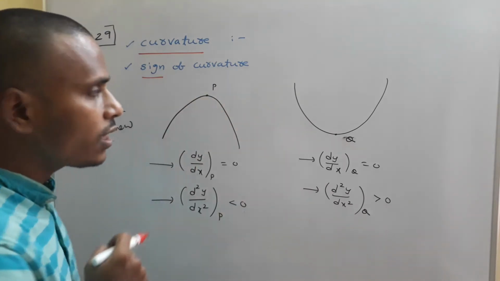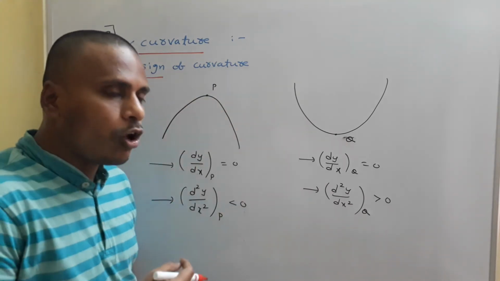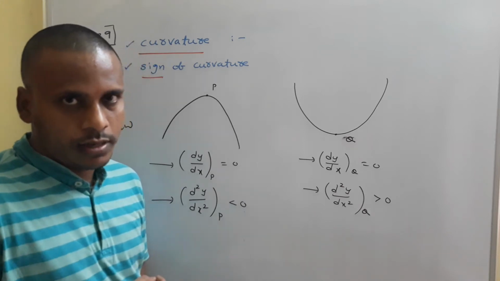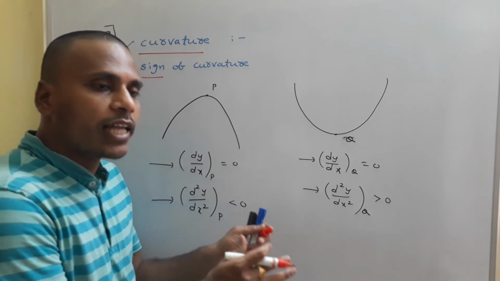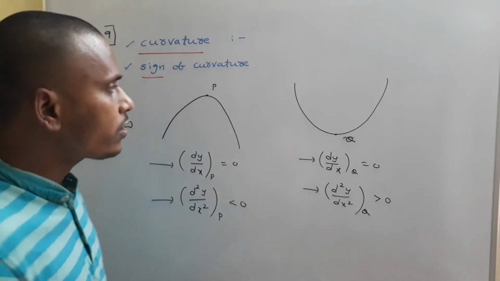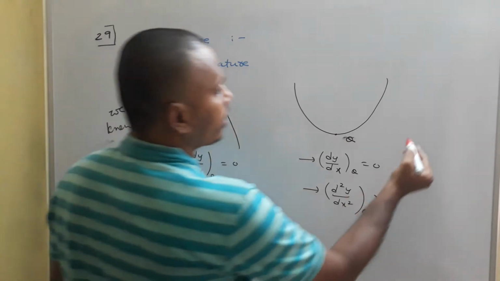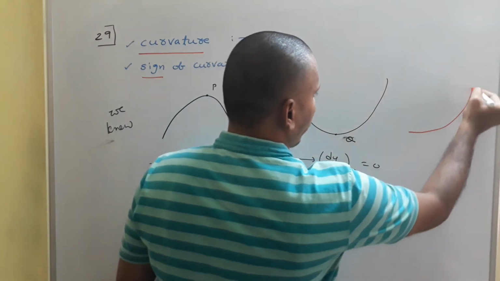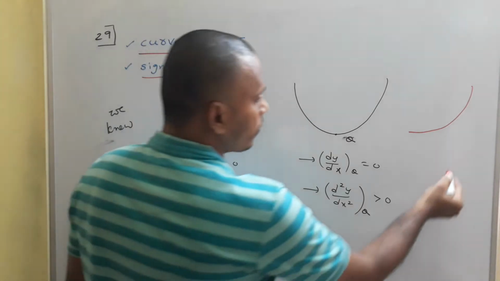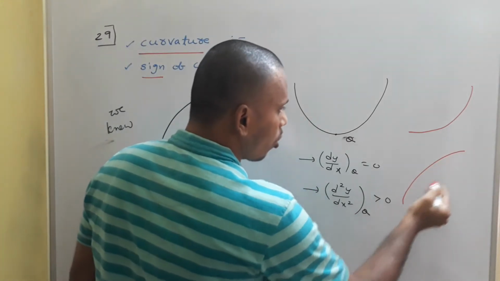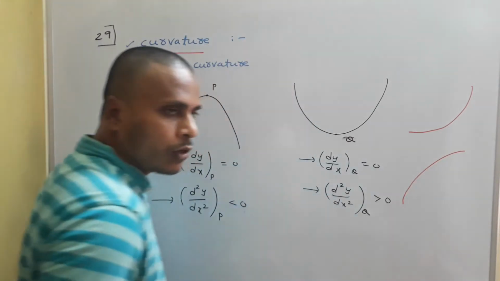Curvature, in the sense, usually we know about concave and convex. Here we use only one word, concave: concave upward as well as concave downwards. First suppose you have a function like this, then this type of function is usually called concave upward, whereas if you have a function like this, it is usually called concave downward.